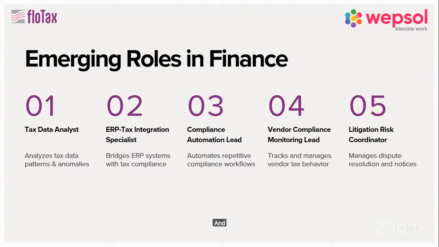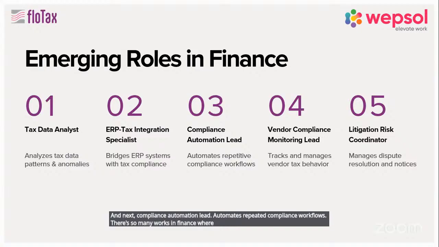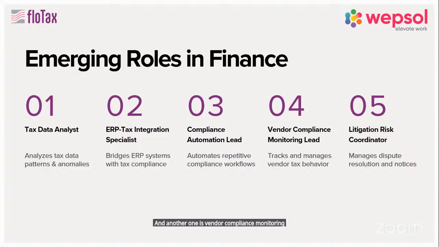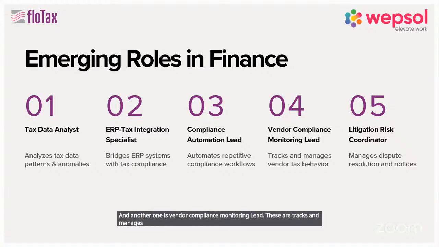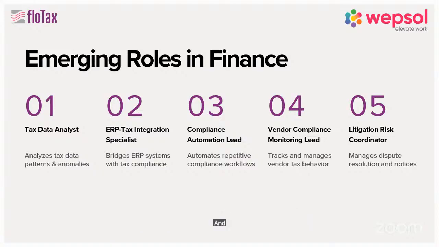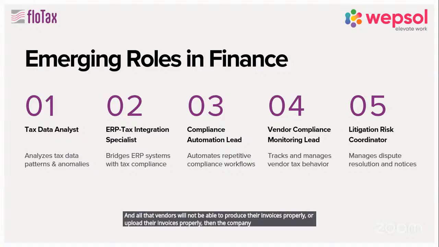Next, the compliance automation lead automates repetitive compliance workflows. There is so much work in finance that is repetitive in nature and can be automated, so that you have a lot more time for data analysis. Another one is the vendor compliance monitoring lead, who tracks and manages vendors. This is helpful for a lot of manufacturing companies, because they have plenty of vendors, and those vendors may not be able to produce or upload their invoices properly. Then the company will have an input credit problem. So in those circumstances, they have a vendor compliance monitoring person.